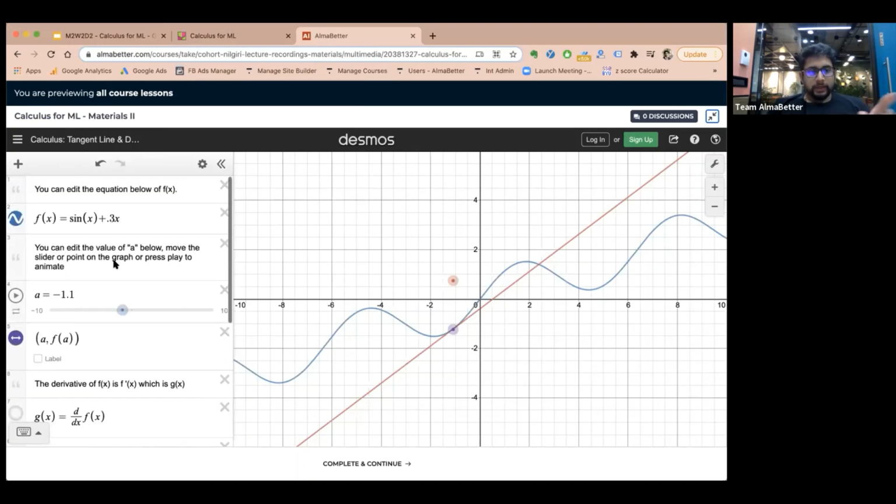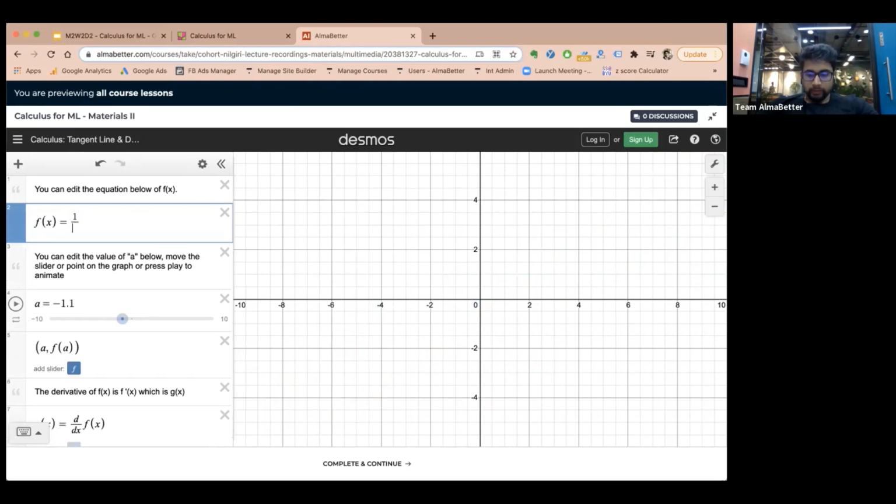So similarly, you can change the functions here, and when you, let's say, encounter sigmoid functions or ReLU functions when you are studying deep learning, you can come back and use Desmos to visualize how the derivative is changing with the value of x, right? So let's take some more examples. Right?